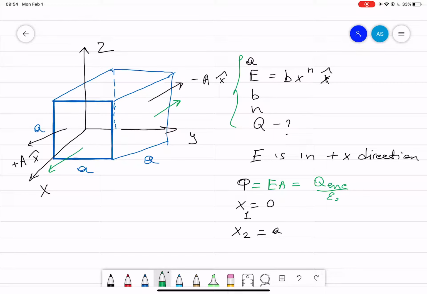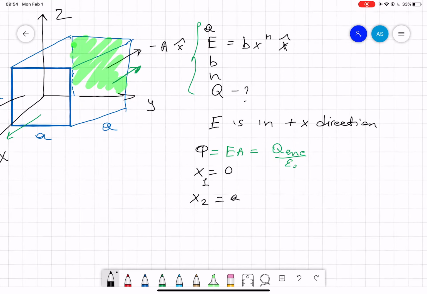The electric flux on the back side, on this side, will basically be 0. Why? Because x is equal to 0. So let me explain this one.